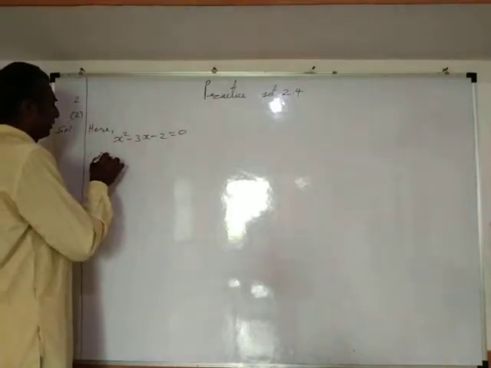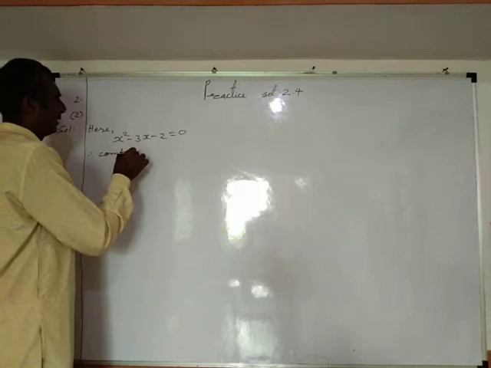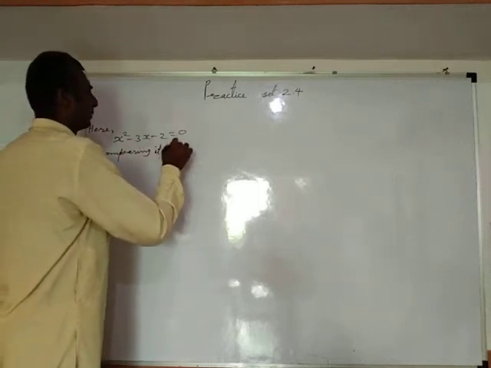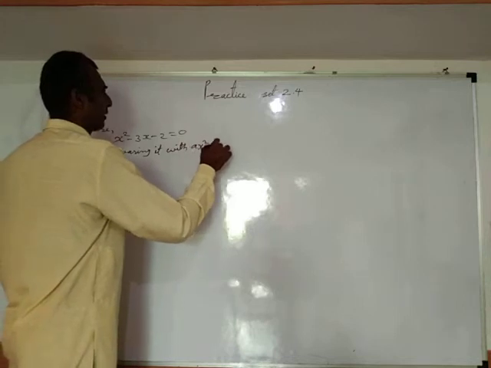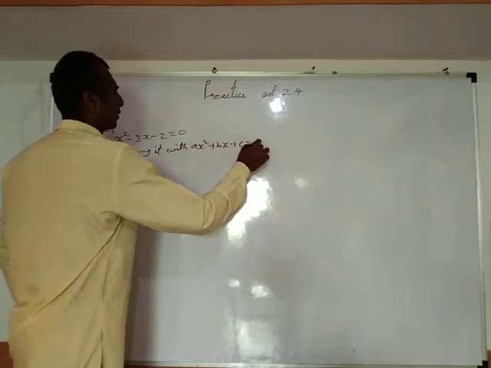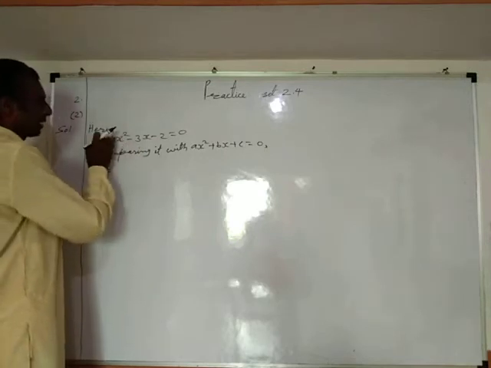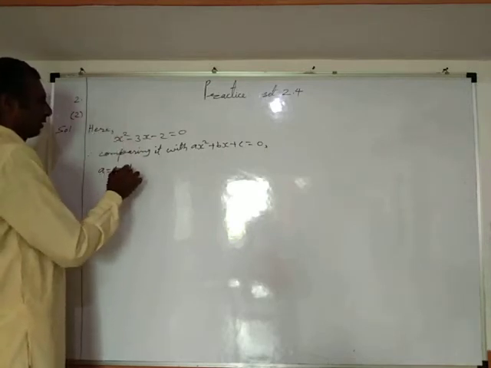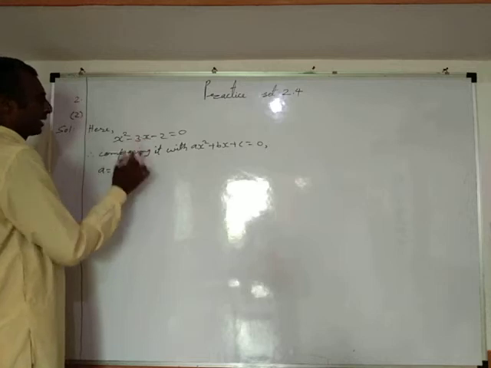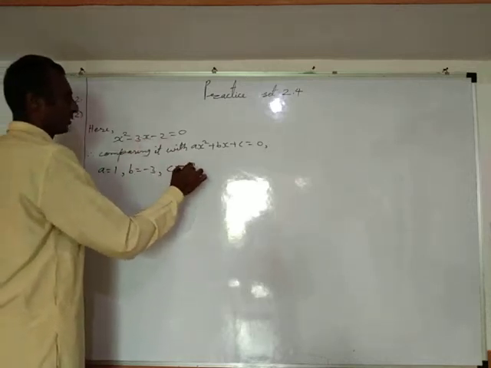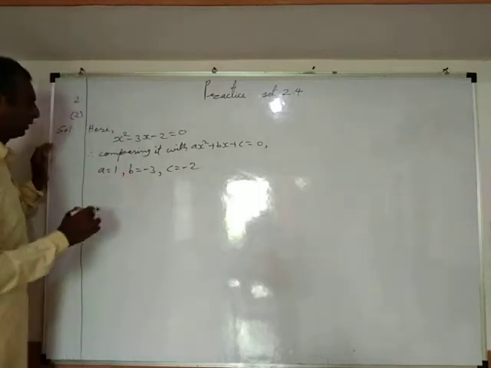Therefore, comparing it with ax square plus bx plus c equal to 0, a is the coefficient of quadratic term which is 1, b is the coefficient of linear term which is minus 3, and c is the constant term which is minus 2.